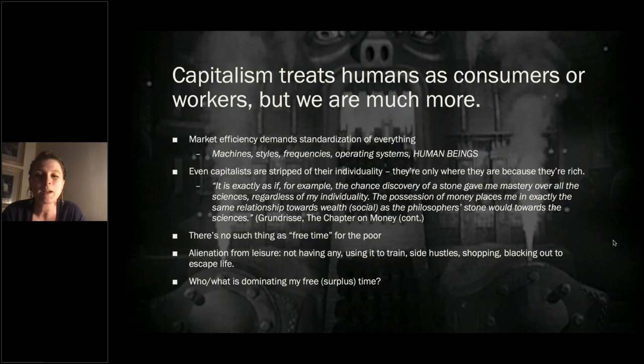Yes, that is true. But again, you're constrained by the power that money gives you, right? So again, not even they are able to express their full individuality. And yes, there is no such thing as free time for the poor.